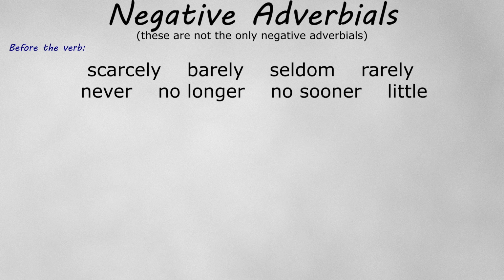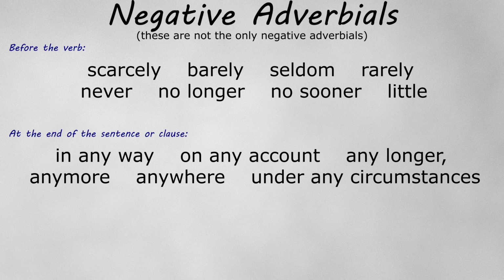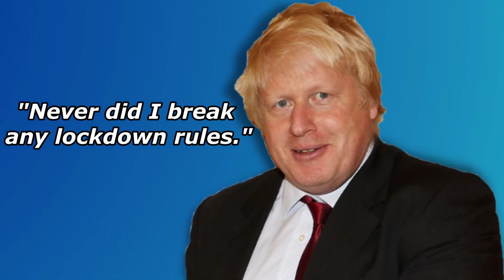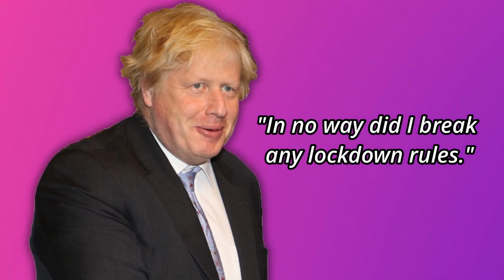If it's a one or two word adverbial, they normally go before the verb. If it's an adverbial phrase which starts with a preposition, or if it's a phrase that begins with any, like any more or any longer, then it goes at the end of the sentence. So the sentences I just said could be, never did I break any lockdown rules, or in no way did I break any lockdown rules.